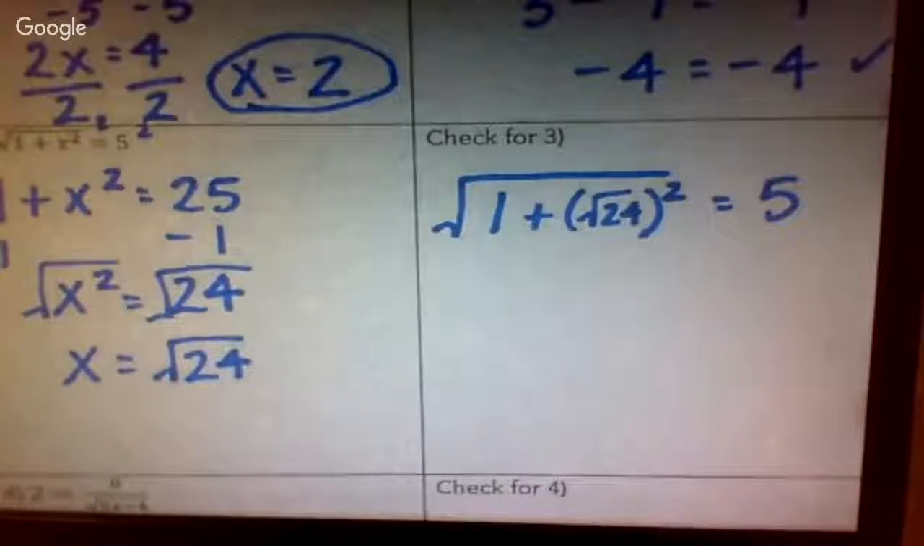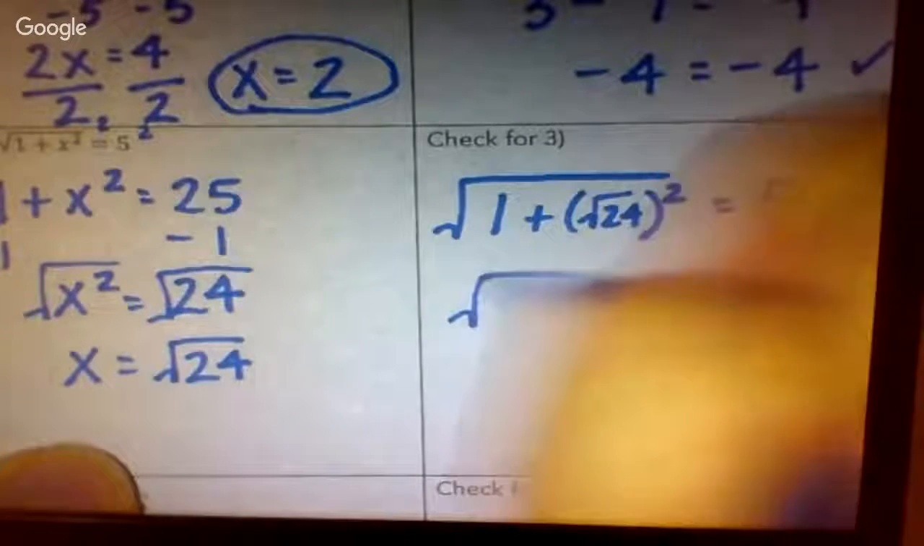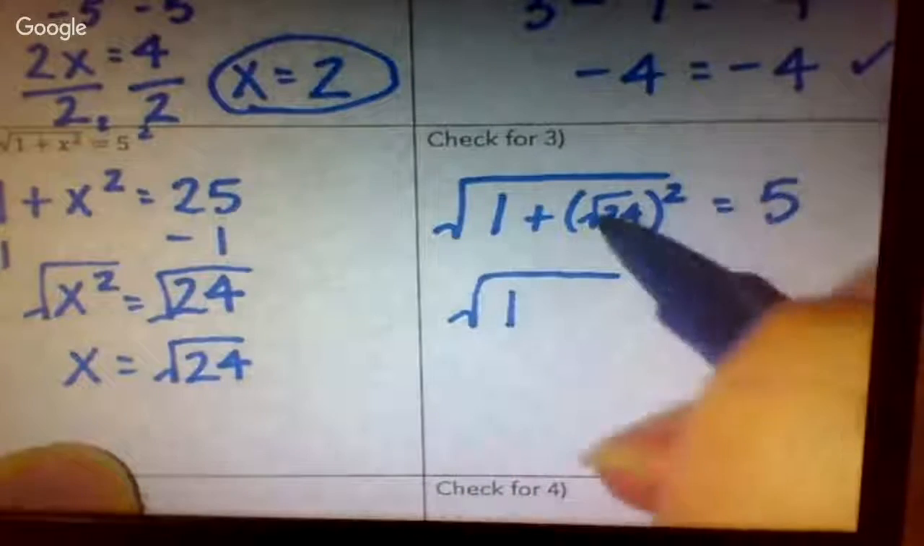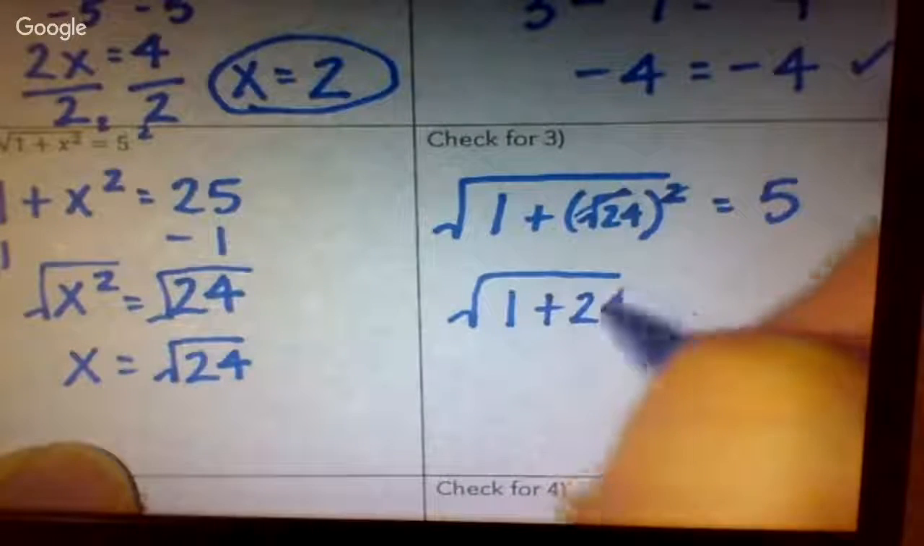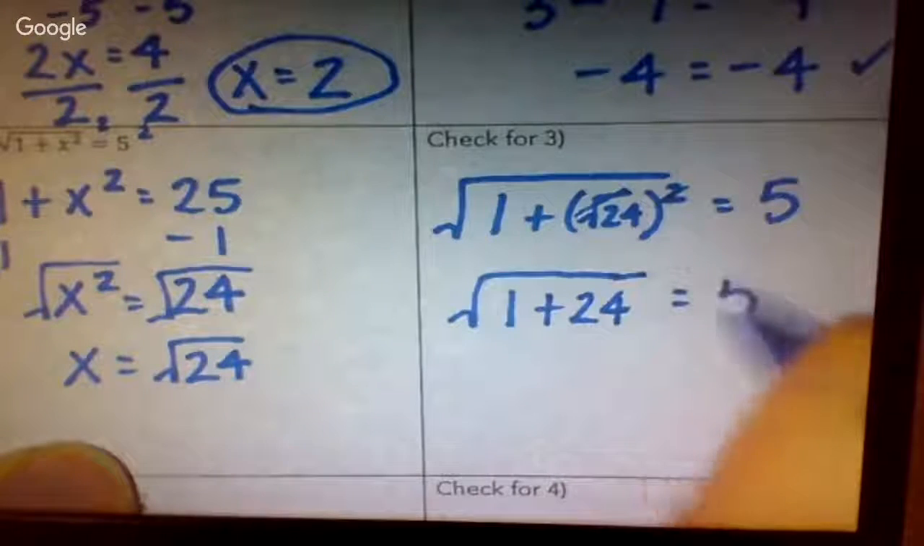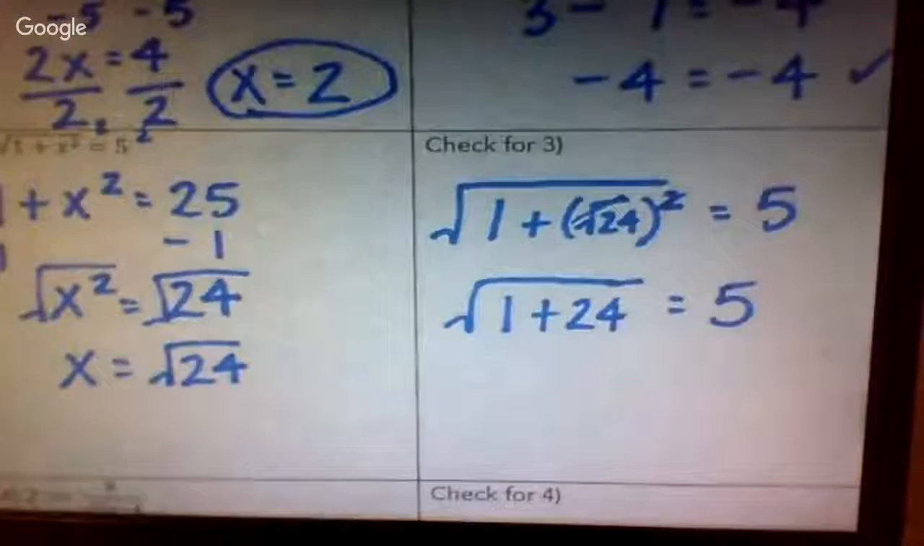Okay, hold on. Back up a second. What happens if I take 1 and I multiply it by 2? I get 2. And then I turn around and I divide it by 2. I get 1. Okay, it does the opposite. So what happens here is this actually becomes the square root of 1. Square root and square cancel. So this is 1 plus 24. It doesn't change the value of it. So it just cancels it out.